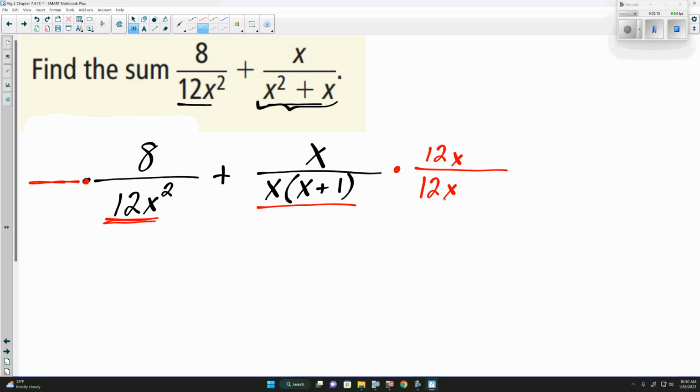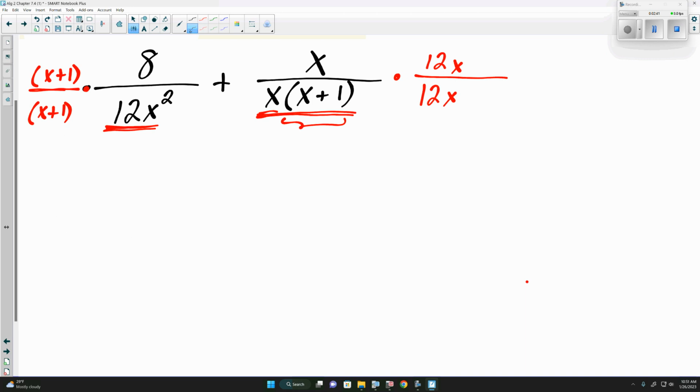Let's look at the left. So what does x times x plus 1 have that 12x squared does not? x plus 1 on top and bottom. Because we do have x, but x squared already takes care of that, because x squared is x times x, so that's covered. The only thing it's missing is the x plus 1.